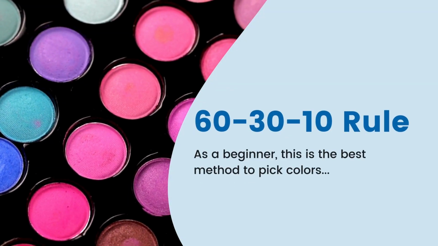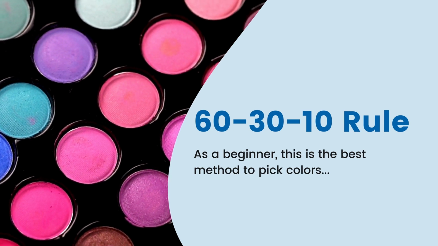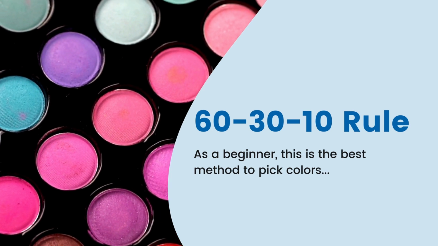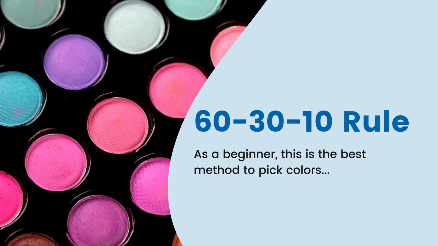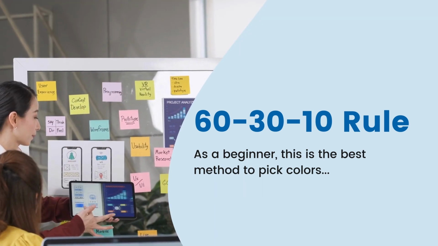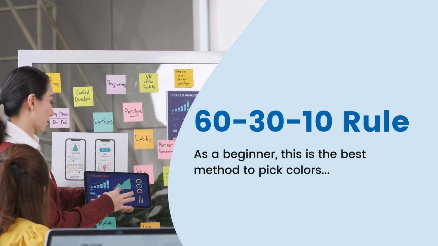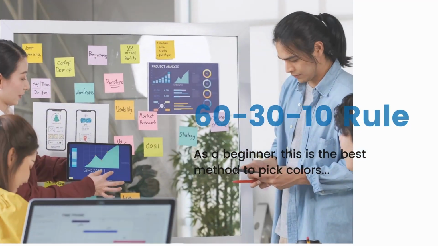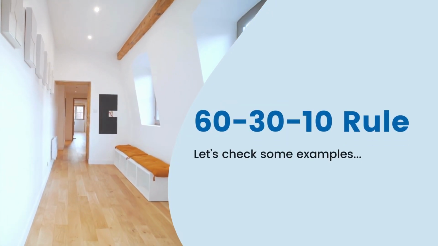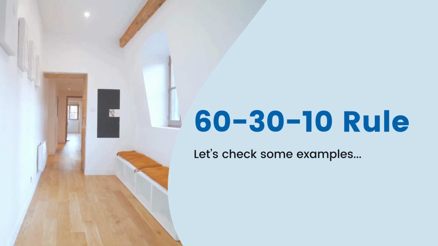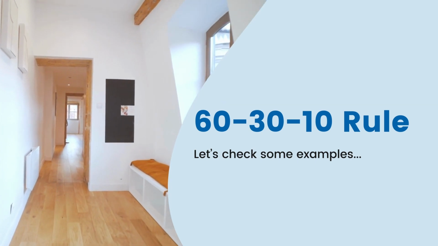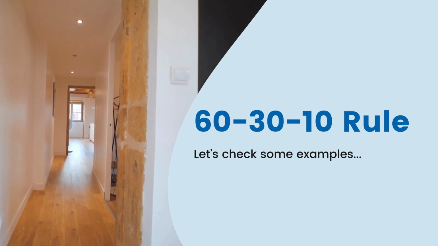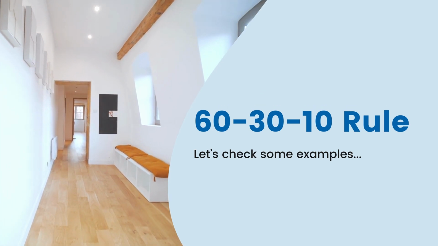Also, as a beginner, this is the best method to pick the correct colors, because if you use a color palette that has a lot of colors, it will ruin your design. And if you are not good at picking the right colors, like me, this 60-30-10 rule will help you to achieve it. So let's find out some examples of the 60-30-10 rule used in interior design, and after that I will show you 2 websites that use this rule to pick their colors.